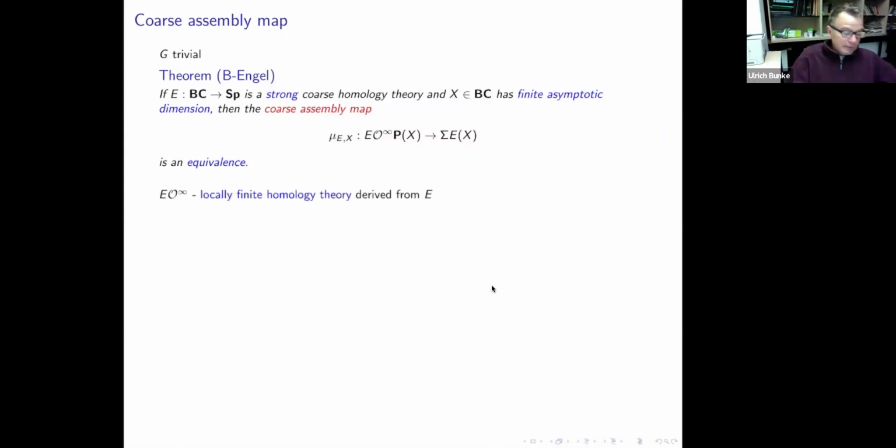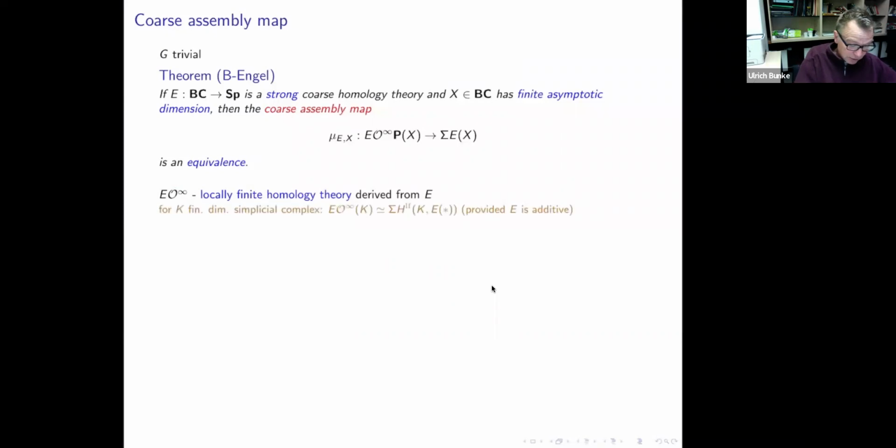So for us, if we fix a coarse homology theory in our sense, we can always make a locally finite homology theory out of this using the cone construction. So if we precompose with a cone, then we get a locally finite homology theory. More precisely, this thing is defined on uniform bornological coarse spaces, so spaces which have a uniform structure in addition to the coarse and bornological structure.